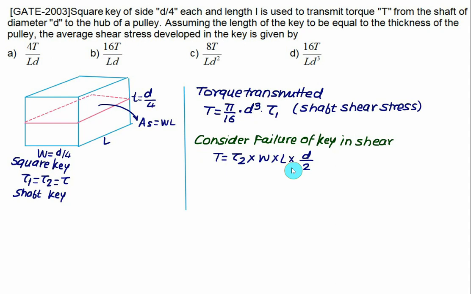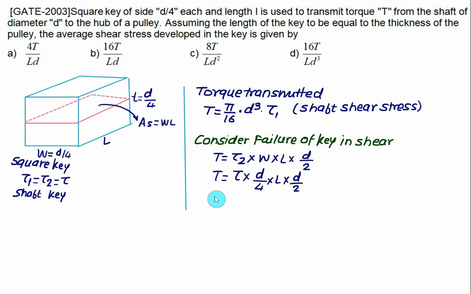Therefore, if we consider the failure of a key in shear, we have shear force equal to τ2, where τ2 is the shear stress of the key material, multiplied by the shear area W into L, multiplied by D by 2. For average shear stress, we only consider the failure of the key in shear. So we have torque equal to τ (τ2 replaced as τ) multiplied by W, which is equal to D by 4 multiplied by L multiplied by D by 2.